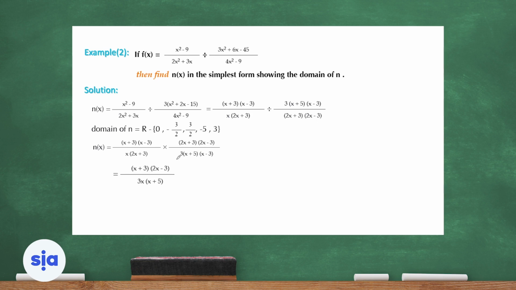See, when I simplify, the x minus 3 will be crossed out with x minus 3. The 2x plus 3 will be crossed out with the 2x plus 3. So what will be left for you in the numerator is x plus 3 and 2x minus 3, and in the denominator is 3x times x plus 5. And this is the simplest form of the function f of x.